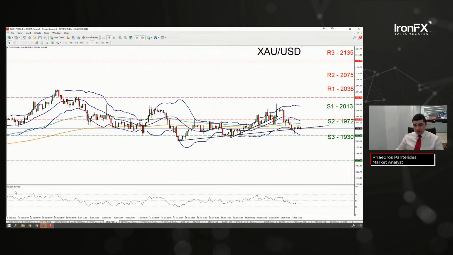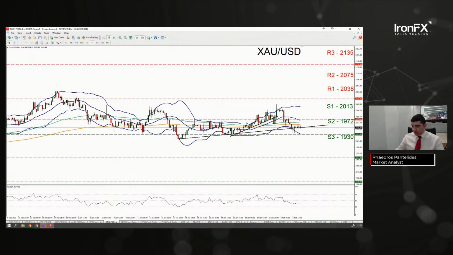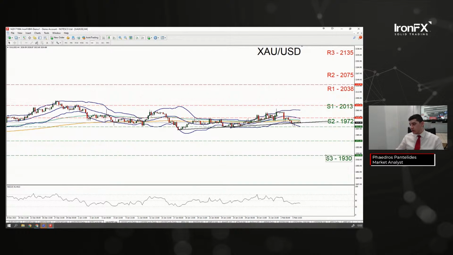Sideways bias as well, RSI 40. It's not near 50, but it's not near 30 as well. So it's in between. So it could be some bearish market tendencies, but it's in between S1 and R1. I would maintain a sideways bias for the precious metal, at least for today.